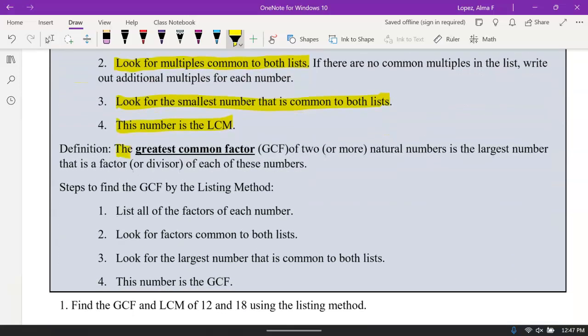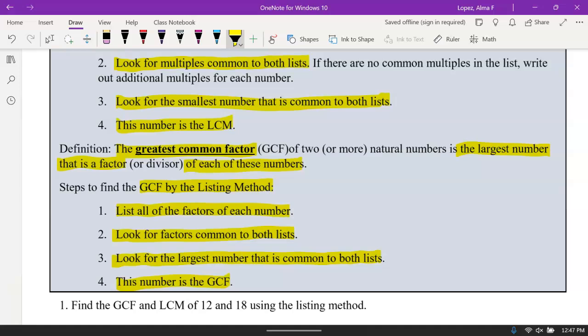The greatest common factor is the largest number that is a factor of these two numbers, or however many numbers you're looking at. First, you list all of the factors of each number. And again, this is the greatest common factor by listing method. List all of the factors of each number and look for the factors common to both lists. Then you look for the largest number that is in common in both lists. This number is the greatest common factor.